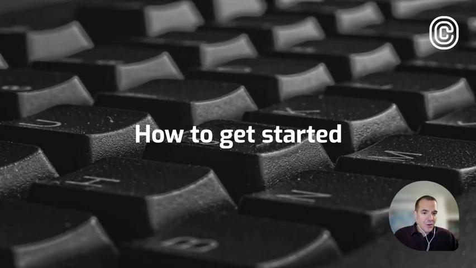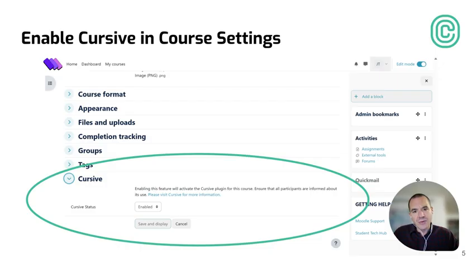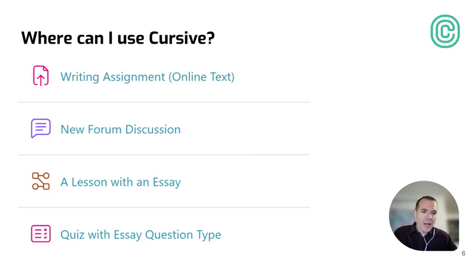So how do you get started? Now, Moodle's already been configured with Cursive, and your site administrator has already turned it on. So as a faculty member, all you have to do is start to integrate it. Now, you get to control whether this is on or off for your course. In your course settings, you just need to enable it, and that will give you the option to subsequently enable it in other assignments. Right now, you can use Cursive in online text assignments.